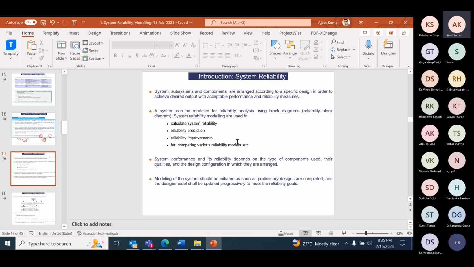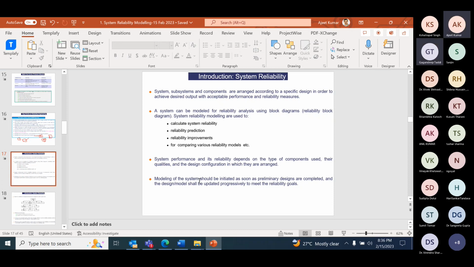Suppose the reliability is not good enough, we will add one more component. We will add more wire, so if this wire fails, the other wire will take over. It is also for comparing different kinds of models. System performance and its reliability depend upon the type of component used, their quality, and the design configuration in which they are arranged. Suppose you make a UPS, what kind of battery are you using? The battery is very good, but the switch is always very poor quality, or the wire is always short circuiting. So the number of components, how they are arranged, and their quality, all together will determine the reliability.